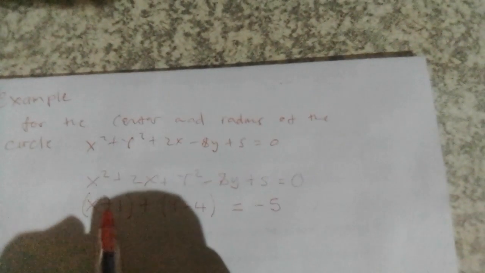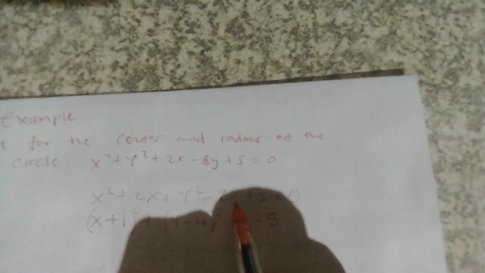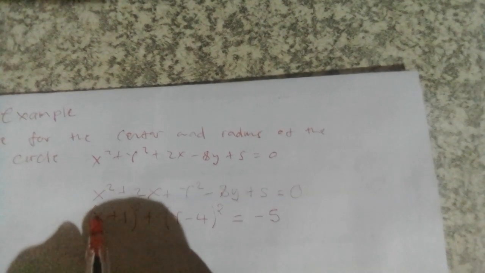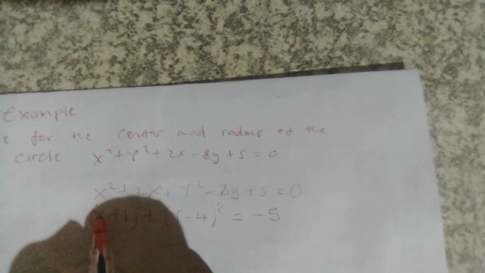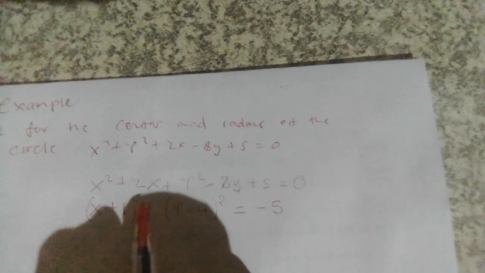Now this is how the thing works, guys. This is x plus 1, squared, and then y minus 4, squared, so that after expanding, it takes you back to the original equation. Now if you do this, x by x gives you x squared, and then x by 1 gives you x. Remember? And then we have something like 1 by 1.